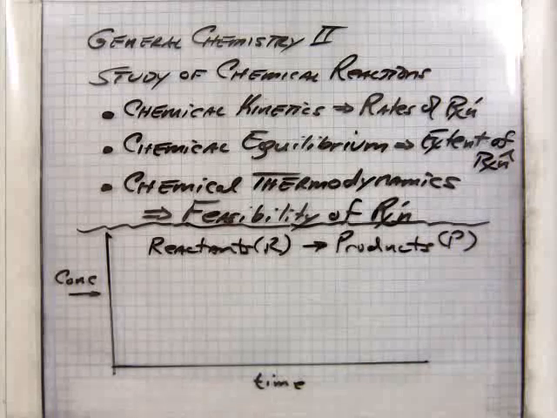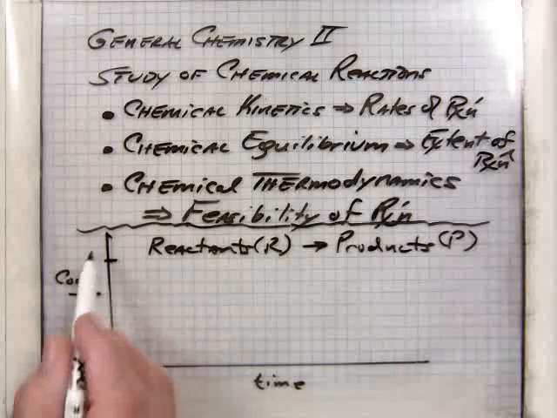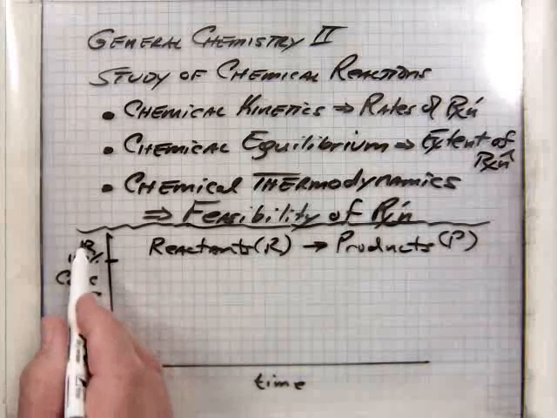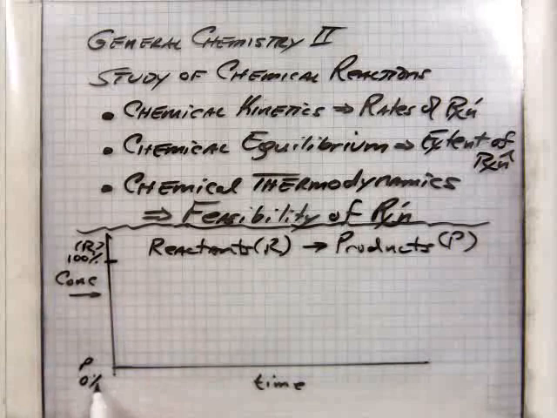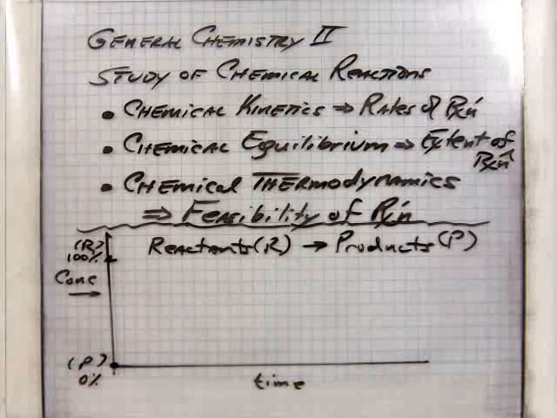Now, in the beginning of a reaction, before the reaction starts, there are zero products, right? And there's 100% reactant. So we will start right here at 100% reactants, and products are 0%, starting right here.